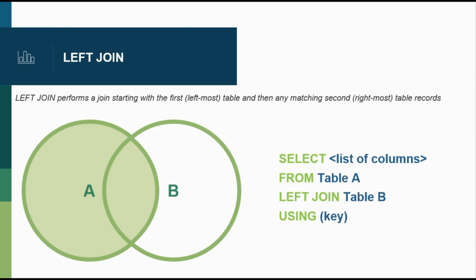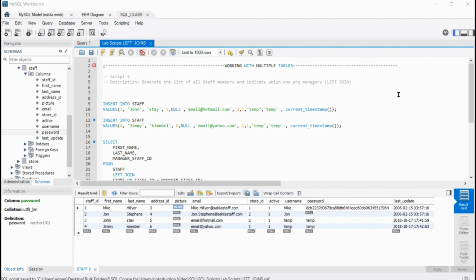So left join brings all the data from table A along with the data that matches between A and B. The syntax for left join is select from, and we use the keyword left join. So table A left join table B using the common key fields between those two tables. So we want to get the list of staff members and indicate which ones are managers, but the list should also give you staff members who are not managers as well. So for that, we will be using a left join.